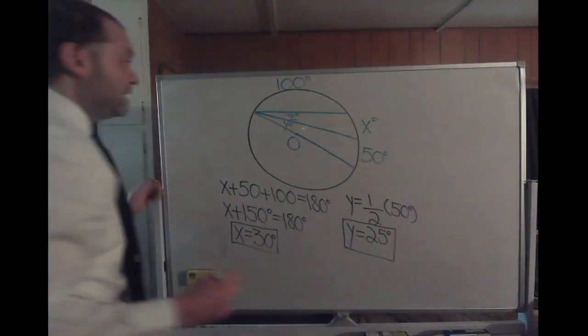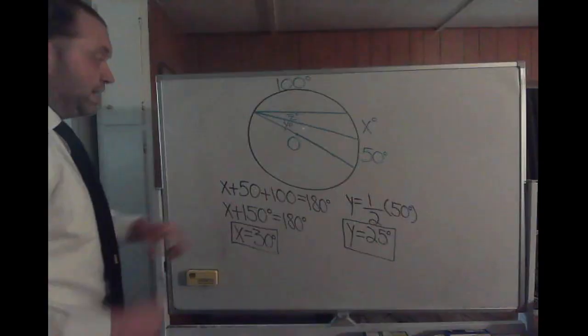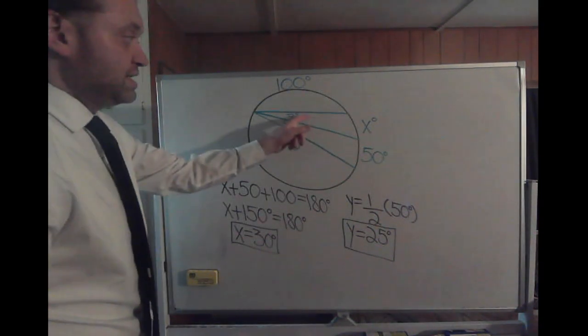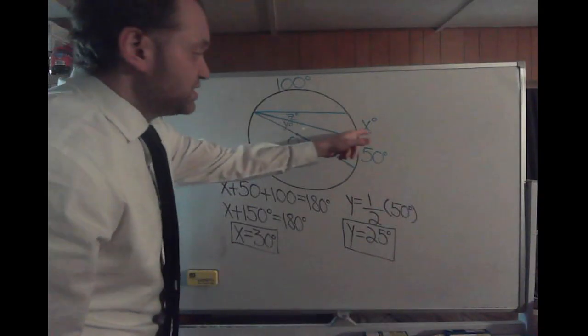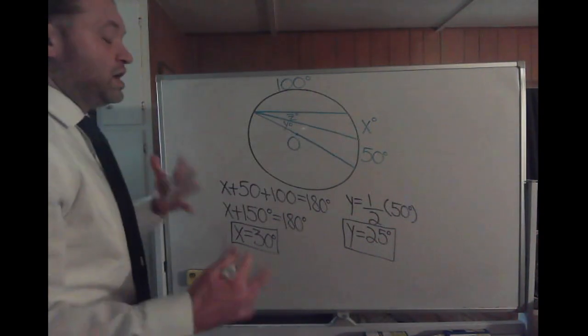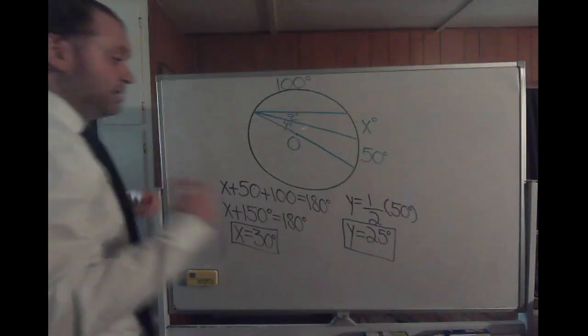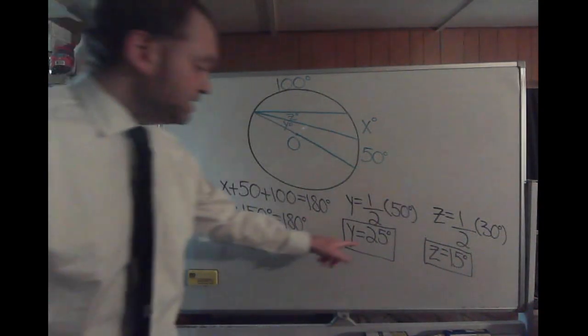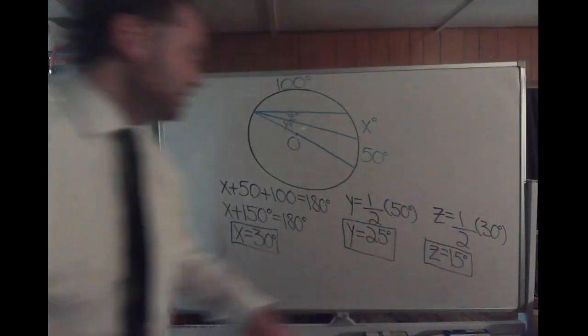And then last but not least, we have to look for z. We already found x to be 30 degrees. Since z is an inscribed angle and intercepts a 30-degree arc, z is going to be half of 30, which means z would be equal to 15 degrees. So what you should get is x equals 30 degrees, y is 25 degrees, and z is 15 degrees.